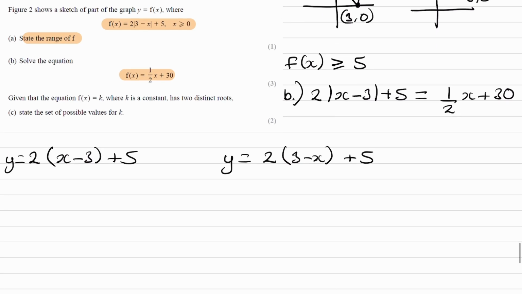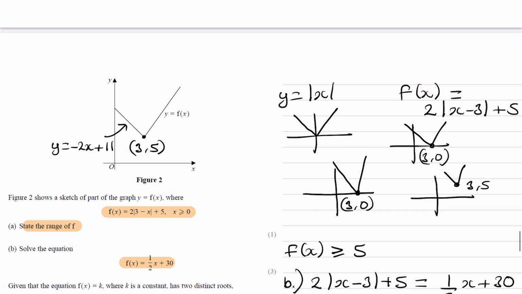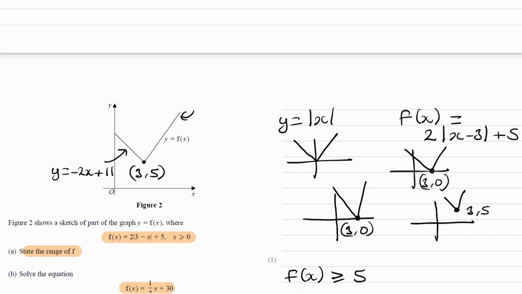I'll just expand those out. So y is equal to 2x, that'd be -6 plus 5, which would be -1. And this one will be -2x plus 6 plus 5, which would be plus 11. Right? So one of them has a negative gradient, one of them has a positive gradient. So this one must be the line which has a negative gradient. That was y is equal to -2x plus 11. And the other one was 2x minus 1.